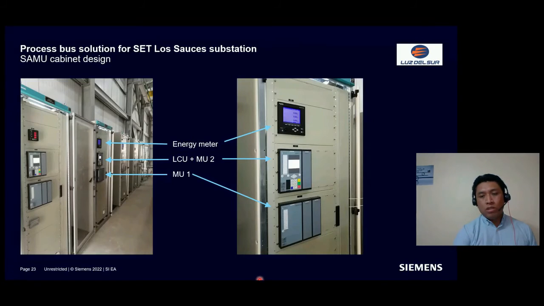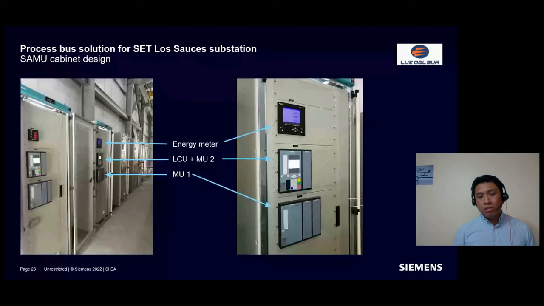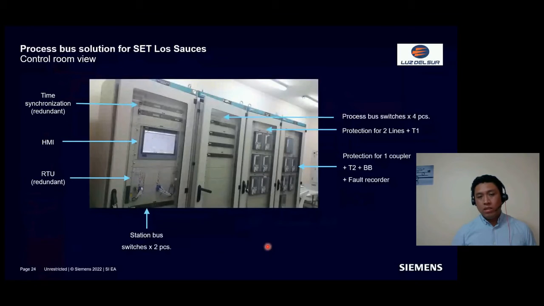For the energy meter, as you can see, we use an ION device which is installed on the process level, with a conventional solution, and is connected directly to the station bus. The SAMU cabinets are mounted in the GIS room together with the primary equipment based on GIS technology. Next slide, please, Andreas.